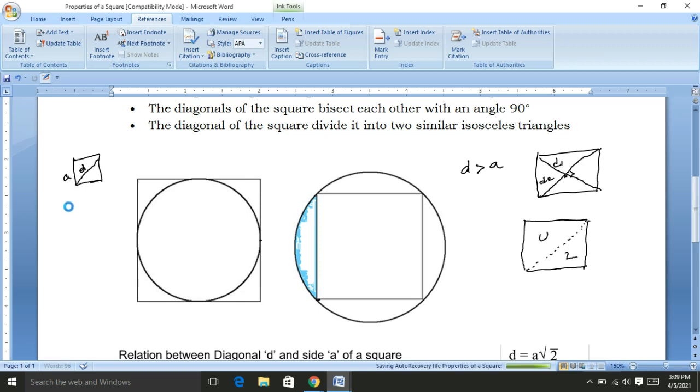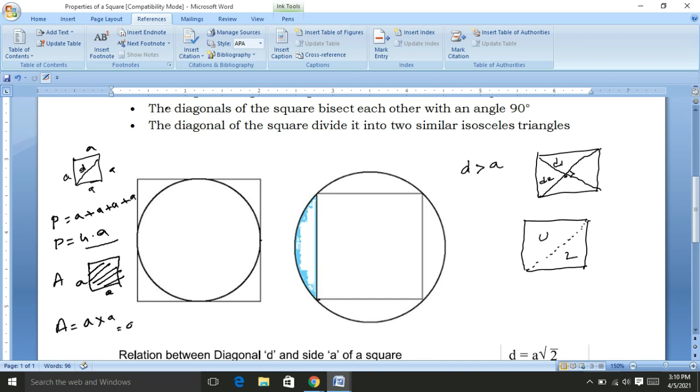Suppose we would like to calculate the perimeter of the square. That means the perimeter P equals A plus A plus A plus A, so P equals 4A. And area means how much area is inside the square. The side of the square is A, that means the length is A and the breadth of the square is also A. Then the area of the square equals A into A, that equals A square.